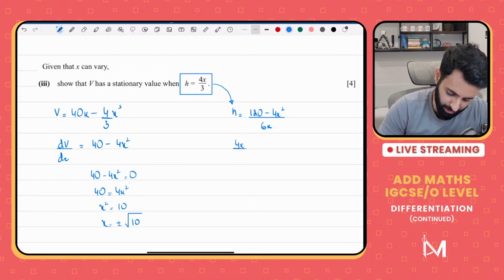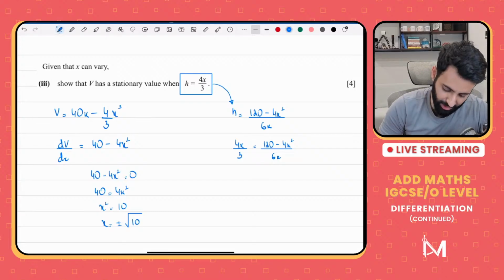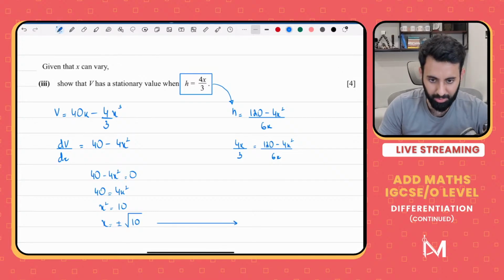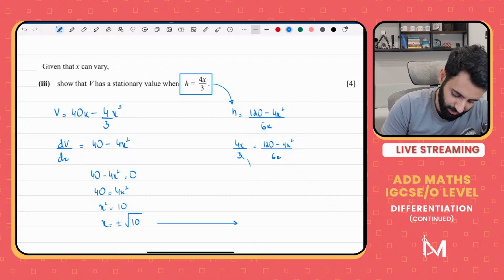So 4x upon 3 is equal to 120 minus 4x square upon 6x. Now, when I solve this, I should end up with the same value of x as the one here. Okay, if I don't, that means there's something wrong. So 3 1s are 3, 3 2s are 6, x as it is.